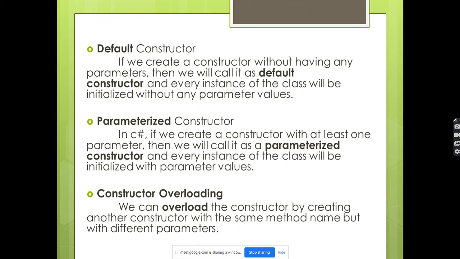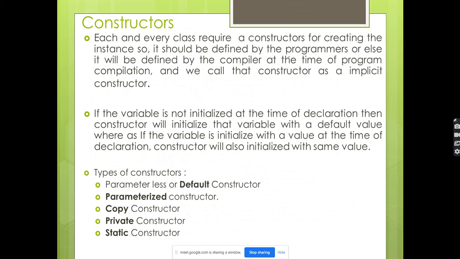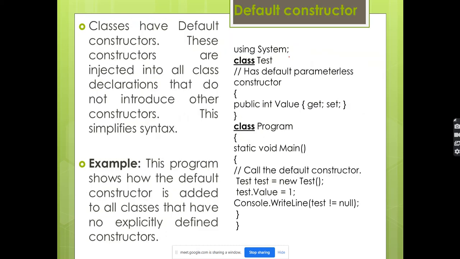Copy constructor. A copy constructor is where you copy the same instance, whatever values the constructor assigned, and we can use the same for the other object. We can assign it to the other object also.